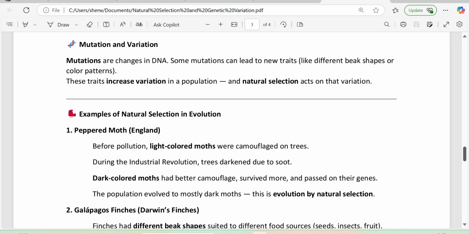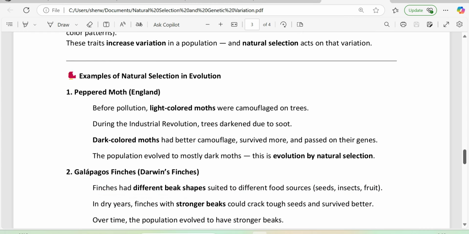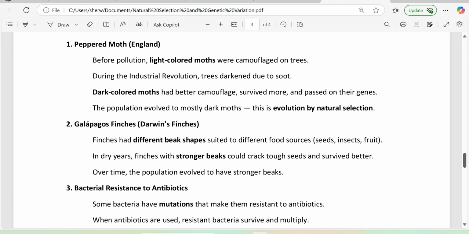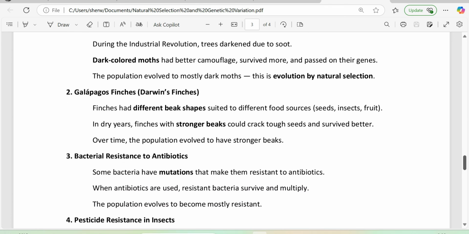Examples of natural selection in evolution. 1. Peppered moth, England. Before pollution, light-colored moths were camouflaged on trees. During the Industrial Revolution, trees darkened due to soot. Dark-colored moths had better camouflage, survived more, and passed on their genes. The population evolved to mostly dark moths. This is evolution by natural selection.